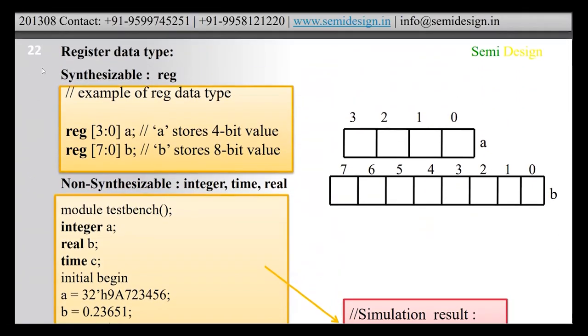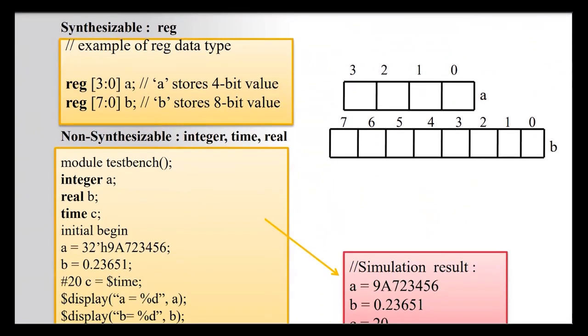And coming to the register data type, we have synthesizable and non-synthesizable. Can you tell me the difference between synthesizable and non-synthesizable? Ma'am, synthesizable we can convert into a hardware model, while non-synthesizable cannot be synthesized; we can't generate its netlist. Synthesizable is nothing but which generates the RTL design, that is synthesis. Non-synthesizable is nothing but the test bench.